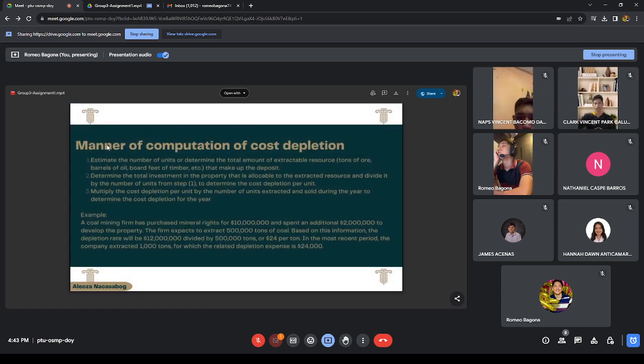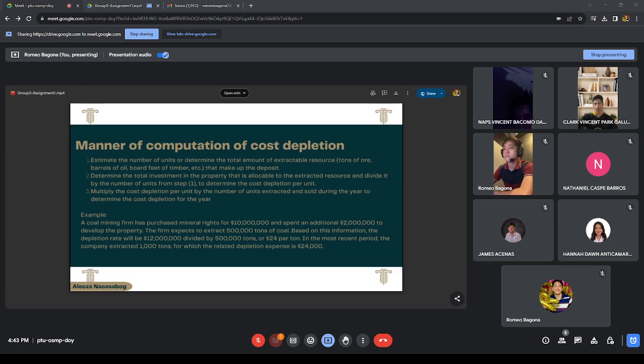So the next one is the manner of computation of cost depletion. Calculating the cost depletion requires 3 steps. The first one is to estimate the number of units, or determine the total amount of extractable resource, such as tons of ore, barrels of oil, board feet of timber, etc., that makes up the deposit. The second one is to determine the total investment in the property that is allocable to the extracted resource and divide it by the number of units from step 1 to determine the cost depletion per unit. The next one is to multiply the cost depletion per unit by the number of units extracted and sold during the year to determine the cost depletion for the year.